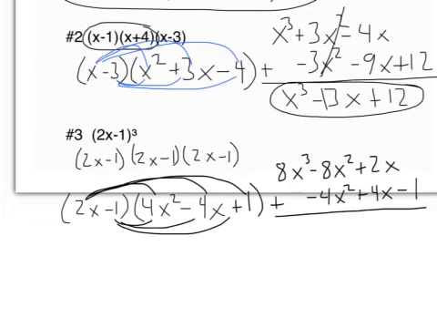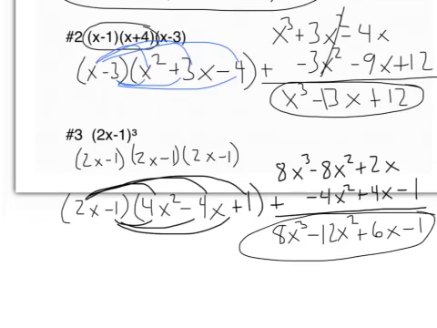So we have the 8x cubed. That just gets brought straight down. We get 8x cubed. Doesn't get added to anything. Then I have negative 12x squared, positive 6x, and negative 1. So just added each part together. This would be my final answer.